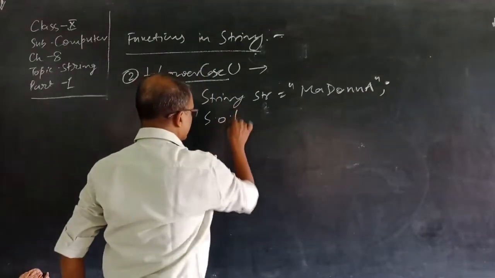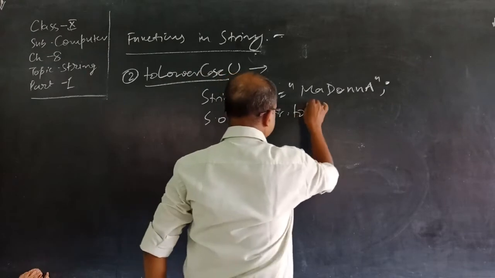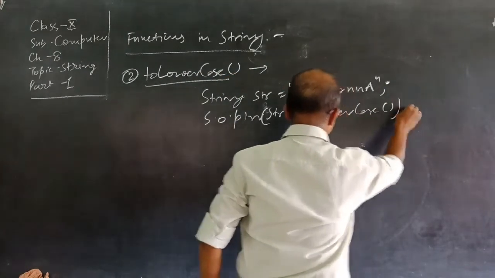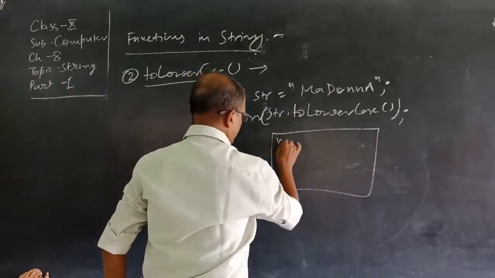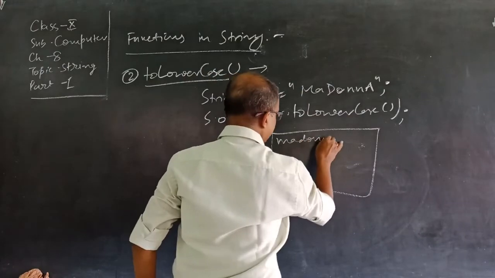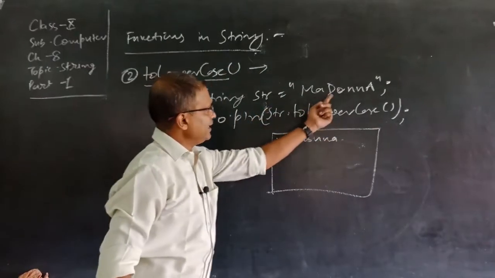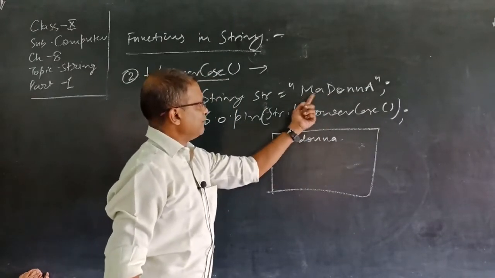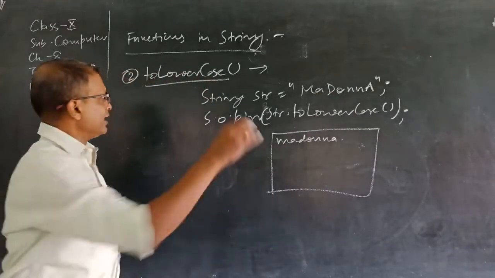As we convert this string into lowercase by using the toLowerCase function, the output that we will get will have all the characters in small letters: madonna. So the characters have been converted into lowercase. A, O, double N are already in lowercase and remain as they are, but M, D and A have also been converted into lowercase. Getting my point?